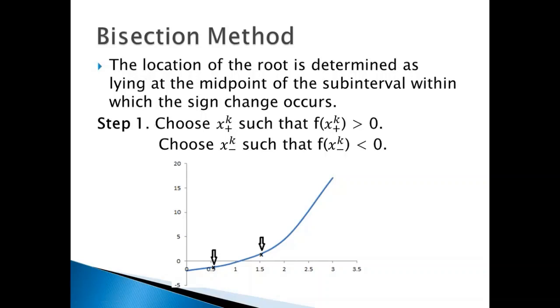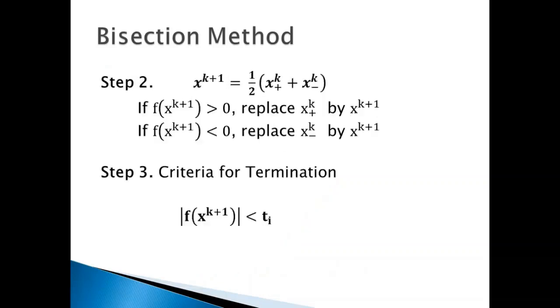Secondly is the iterative formula. For bisection, the iterative formula is fixed. It is always the average of x plus and x minus. Unlike in the Moss method, where you have to find your own iterative formula, for bisection it is automatic. You just find the average of the two.